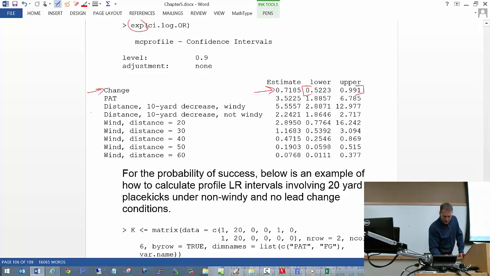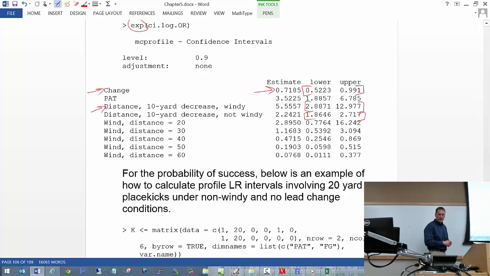Let's look at distance. If I have a 10-yard decrease in distance, what's gained by that? And let's say it's windy when we're assessing this. Look at the confidence interval, 2.8 to 12.97. So what this is saying is that the odds of success are higher when your distance goes down by 10 yards. That's when it's windy. Look what happens when it's not windy.